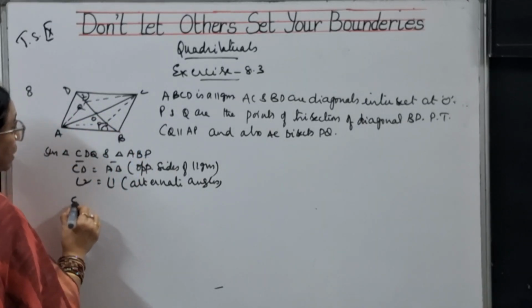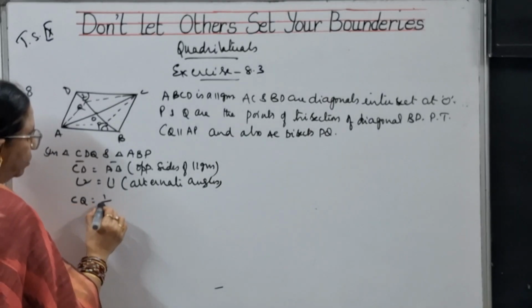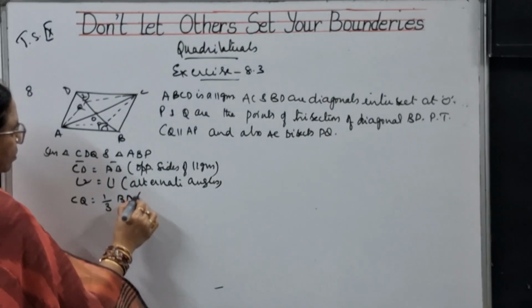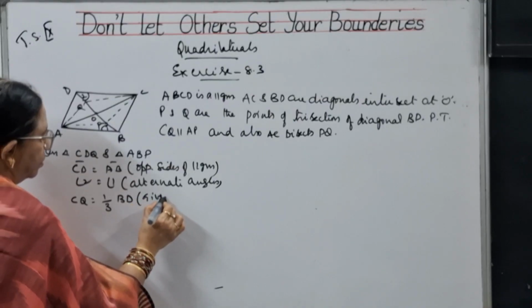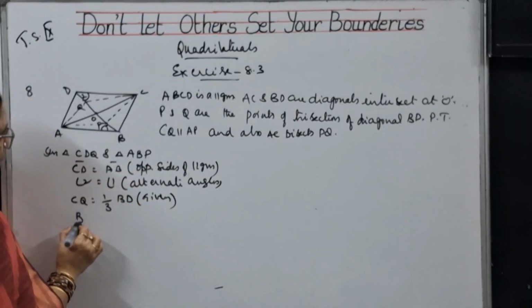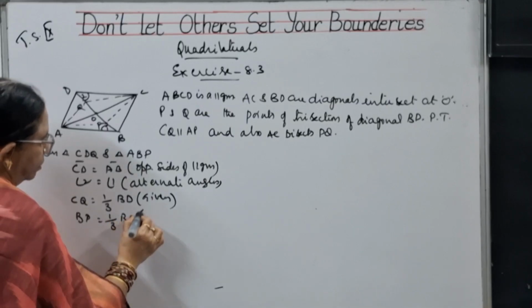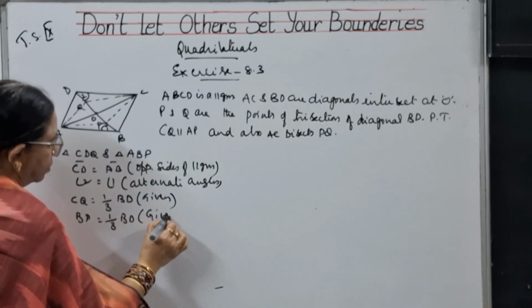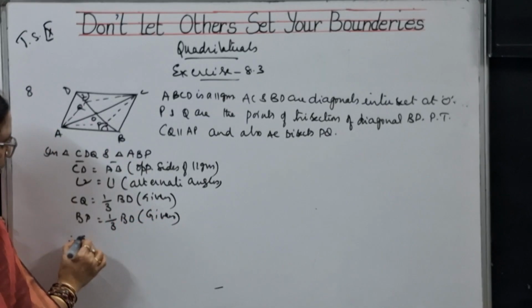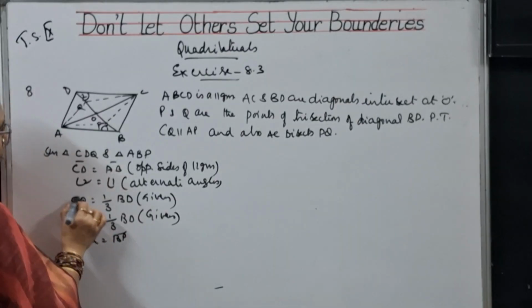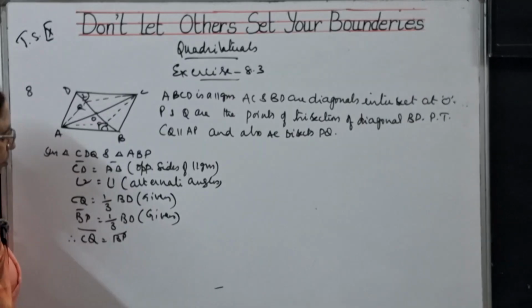And CQ is equal to one third of BD. This is given. And also BP is one third of BD. This is also given to us. Therefore, CQ is equal to BP.